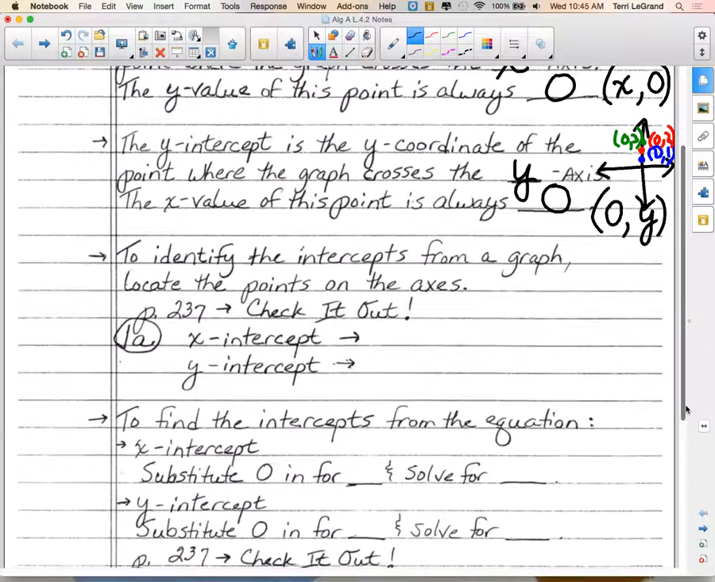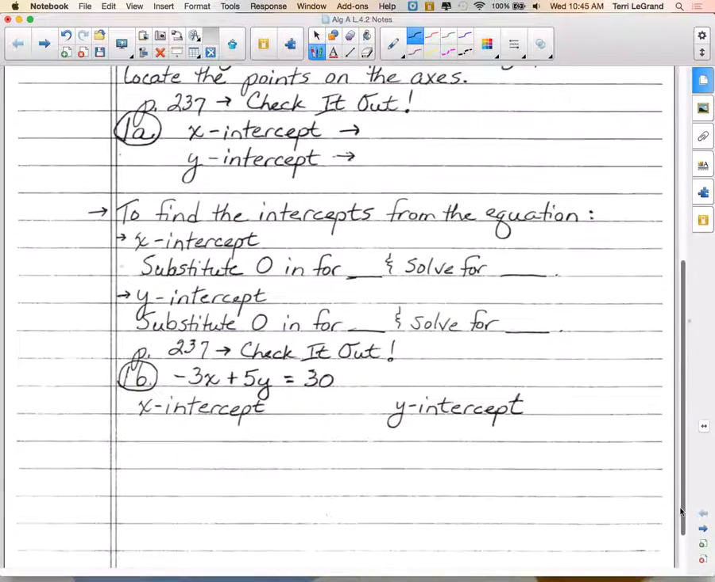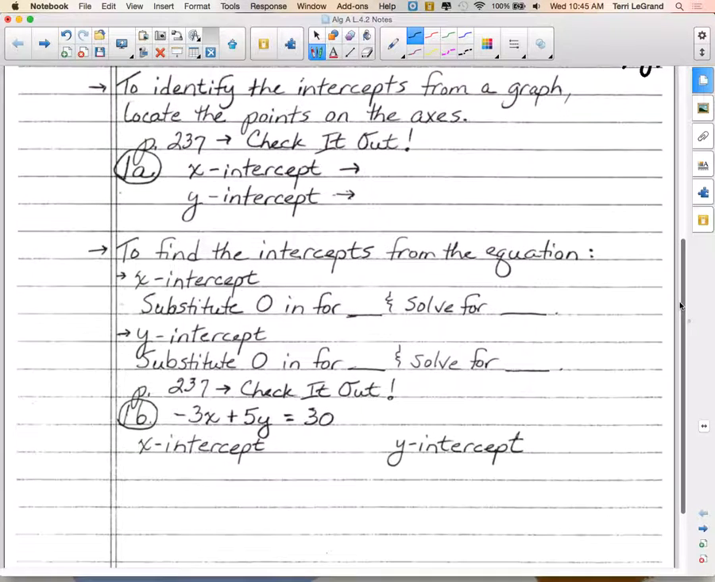Okay, let's get our books open to page 237, please. And we are at the bottom of the page where we are going to identify intercepts from the graph. So check out the problems at the bottom of page 237. We are going to do the first one right now where we are going to find the intercepts given the graph. So we have to find the x-intercept, we have to find the y-intercept.